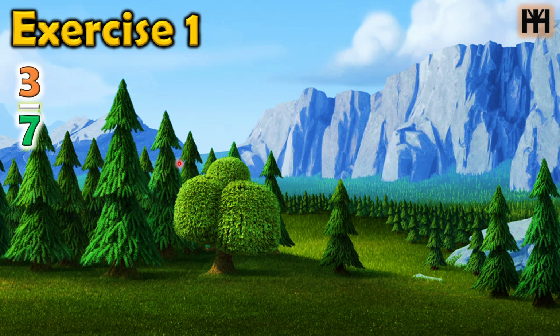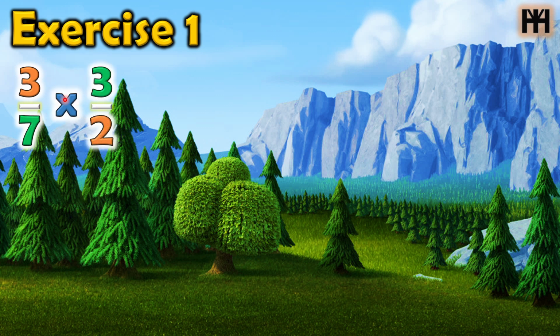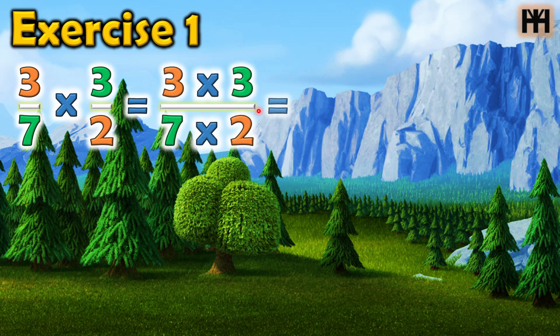Exercise 1. Let's say we have 3 over 7 divide 2 over 3. What's the first thing we are going to do? Yes, flip them. It will be 3 over 2 and this divide will turn to a multiply. So it's 3 over 7 times 3 over 2. So 3 times 3 over 7 times 2. So it will be 9 over 14.